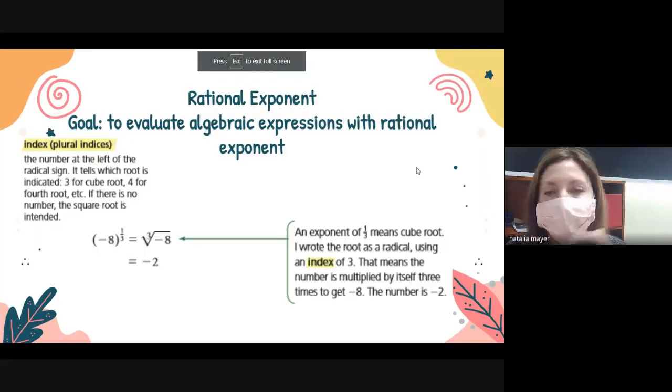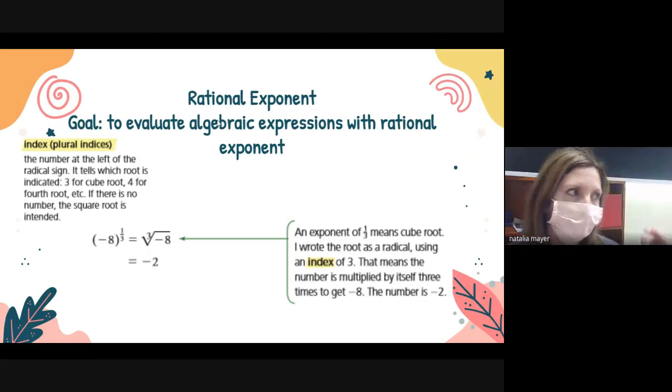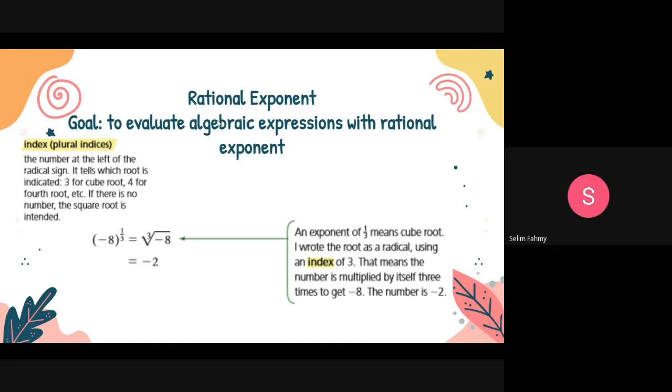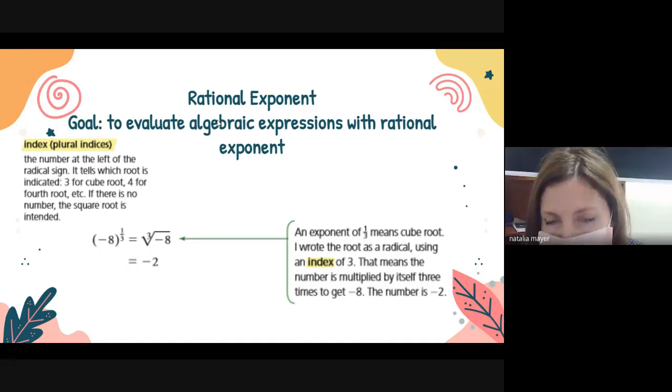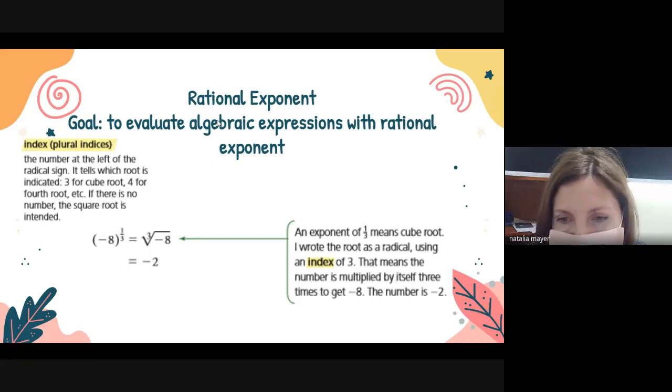Rational and integer. Since it's a rational exponent, and before that we were dealing with the integer exponent. So what's the difference between rational and integer? Rational is a fraction or a decimal, right? Where integer is a whole number.